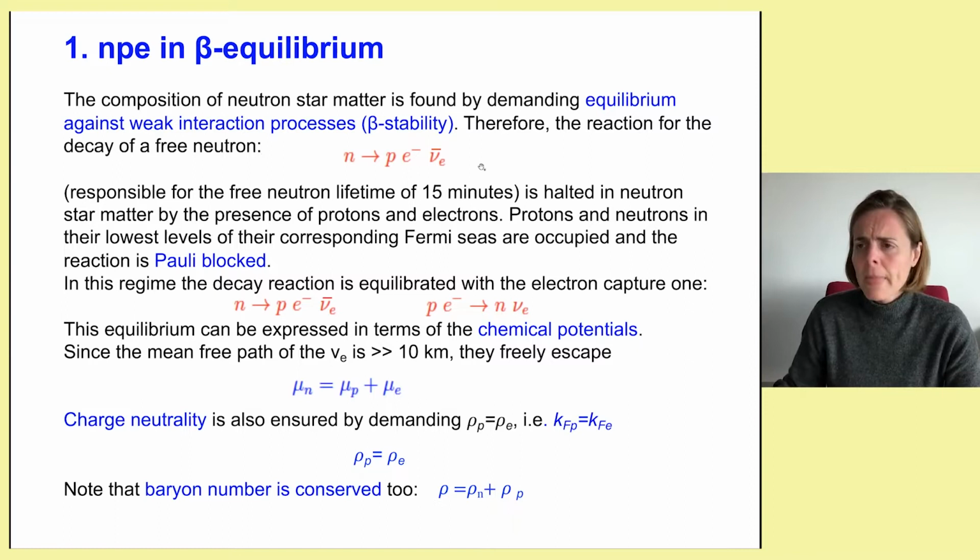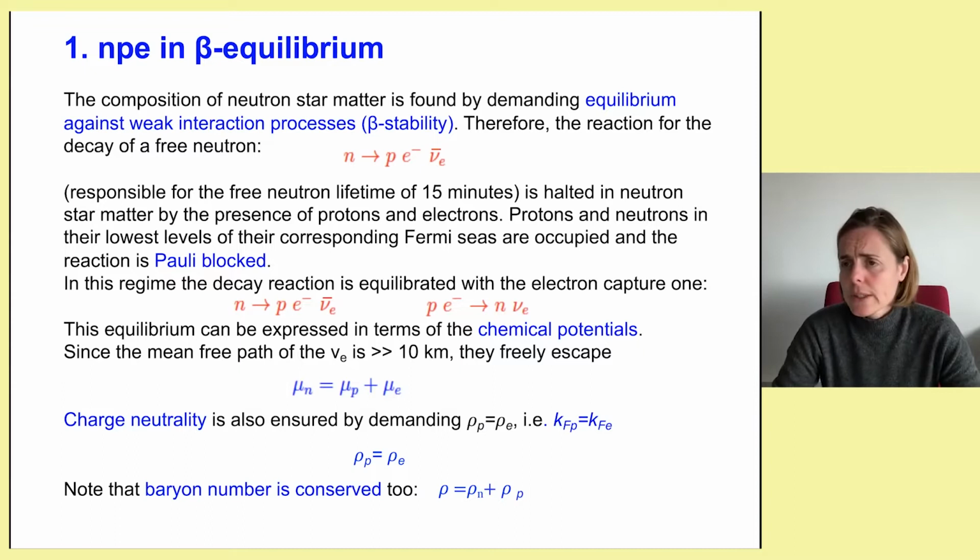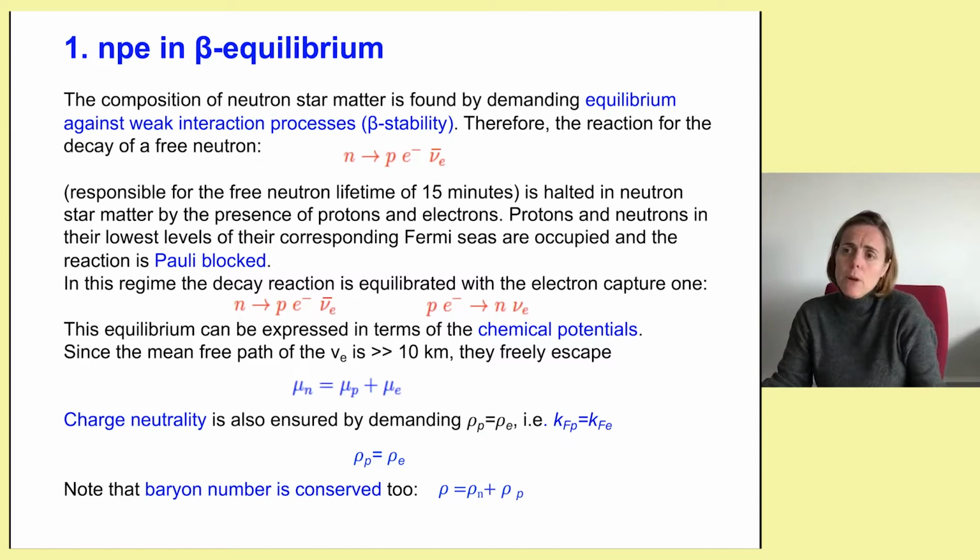So the first reaction you might think of is the decay of the neutron: neutron going to proton, electron, and antineutrino, which is responsible for the decay of the neutrons, as I said. However, this is halted by protons and electrons, because in the lowest energy levels you have protons and electrons occupying the Fermi sea. They are being Pauli blocked, as it is called.